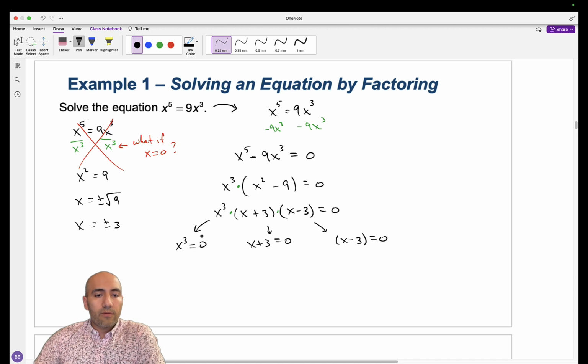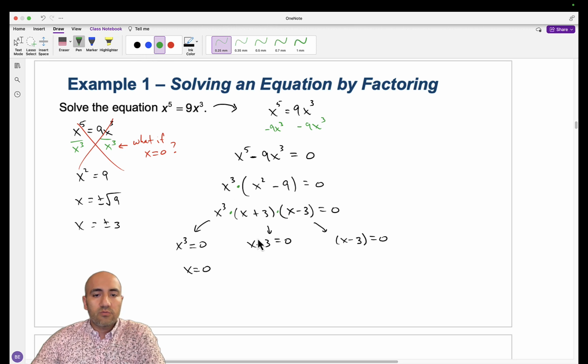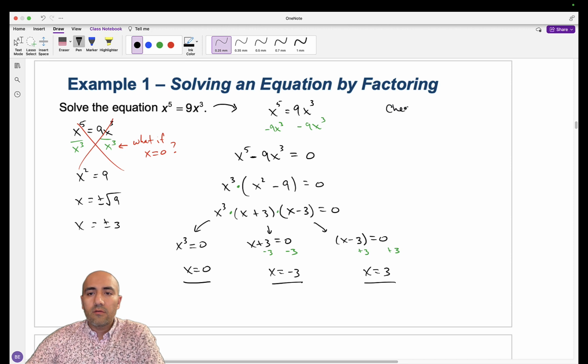Okay, so now from here, I get an answer of x equals 0. I take the cube root of both sides. The cube root of 0 is 0. And then here I subtract 3 from both sides. That's going to lead me to x equals negative 3 as one solution. And then over here we add 3 to both sides, so we get x equals 3. Okay, so we have three solutions: 1, 2, 3. And we can check them real quick.